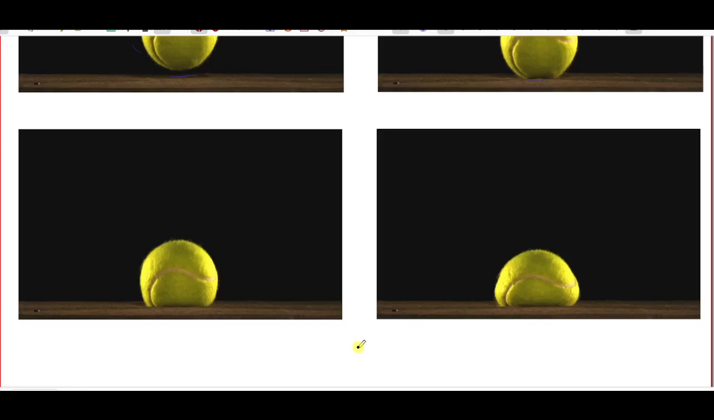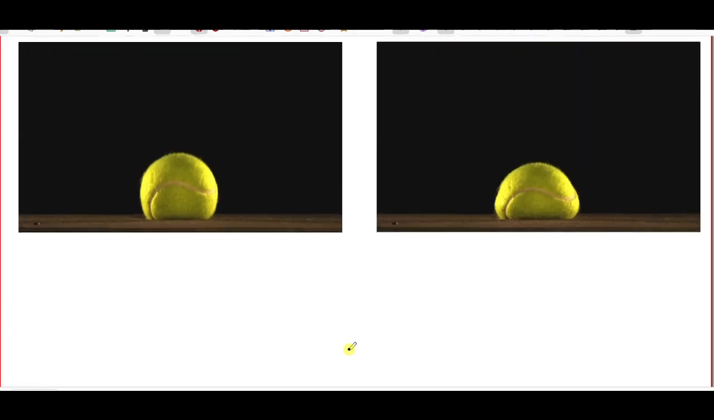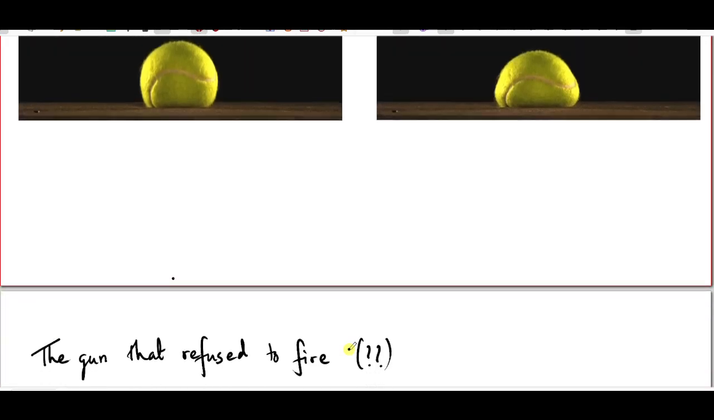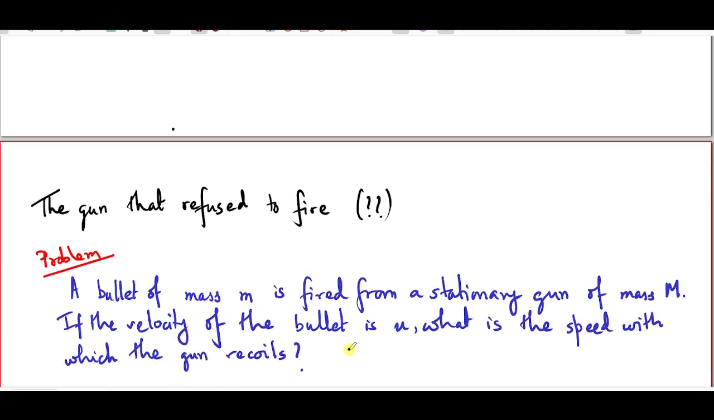Now that we have addressed these puzzles concerning collisions, let me end today's talk with another puzzle. This is the puzzle of the gun that refused to fire. Now, the background of this puzzle is a problem that again is very familiar to all of you. The problem is usually stated in the following terms. A bullet of mass small m is fired from a stationary gun of mass capital M. If the velocity of the bullet is u, of course after it has been fired, what is the speed with which the gun recoils?